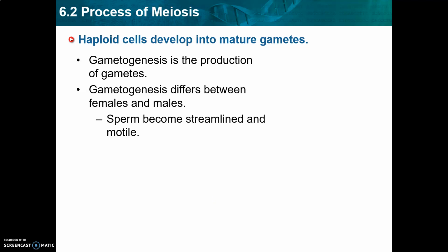In males, obviously we're making sperm. They have to be able to swim. So in order to mature from the end of meiosis to an actual mature sperm cell, they become more streamlined and they become motile, meaning they can swim. They develop flagella. And the contribution of sperm to the embryo is really just the DNA. So it doesn't contribute any cytoplasm, it doesn't contribute any other organelles, it's just contributing its DNA.